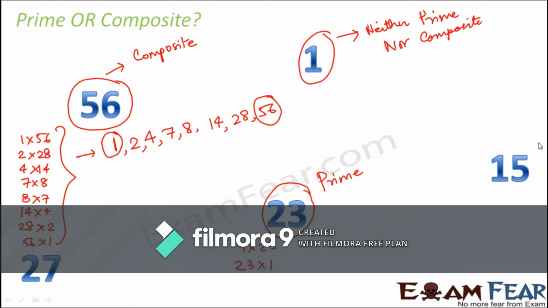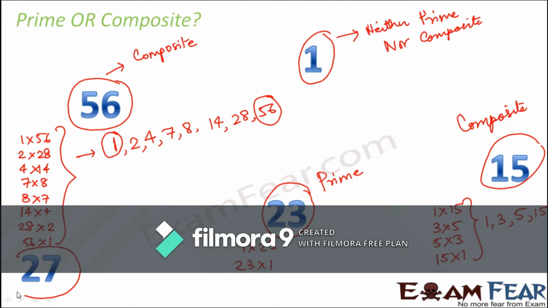Think of 15. 15 can be written as 1 into 15. It can also be written as 3 into 5, 5 into 3, 15 into 1. So basically it has more than 2 factors, like 1, 3, 5, 15. Therefore this is a composite number.